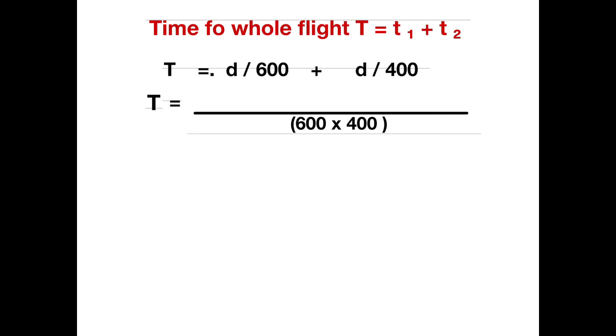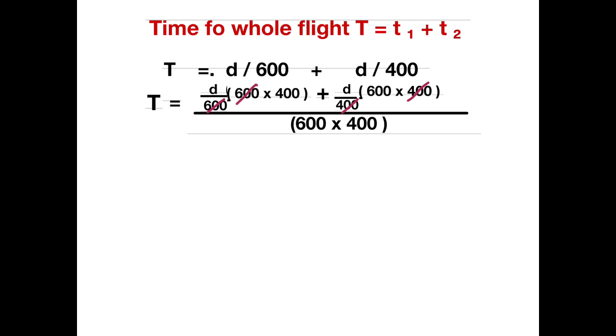You can write the denominators 600 and 400 multiplied to each other, and now write the numbers above, d by 600, and multiply it with the LCM. Since you have the plus sign, write the plus sign and now rewrite d by 400 and multiply this also with the LCM. Now we can cancel out what can be cancelled. You can see 600 and 600 can be cancelled, and on the other side, 400 and 400 can be cancelled.